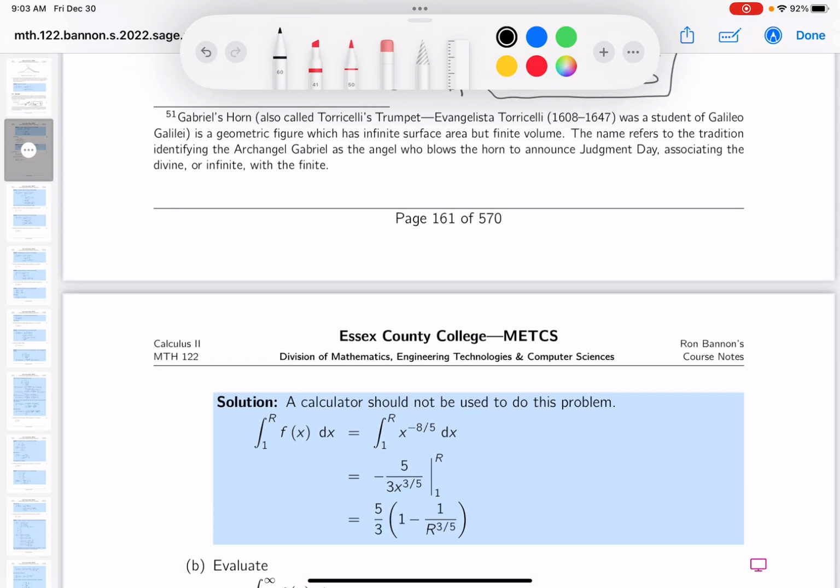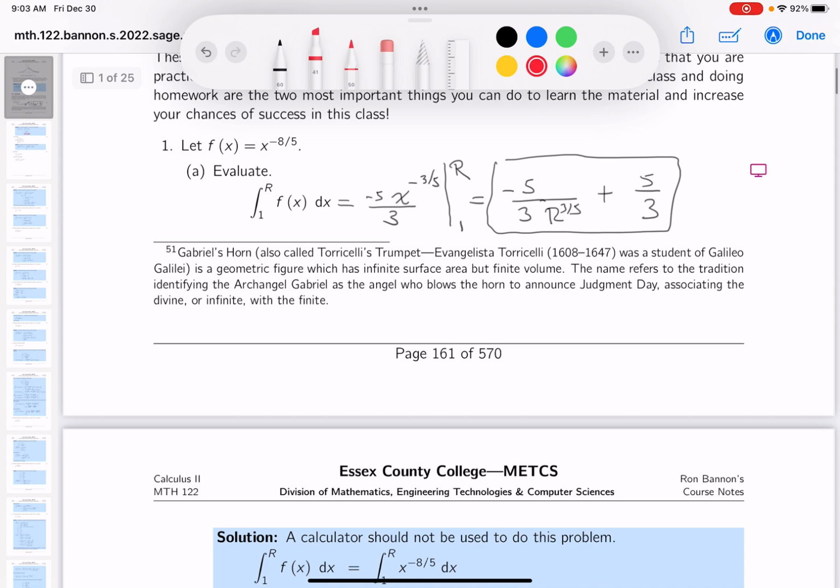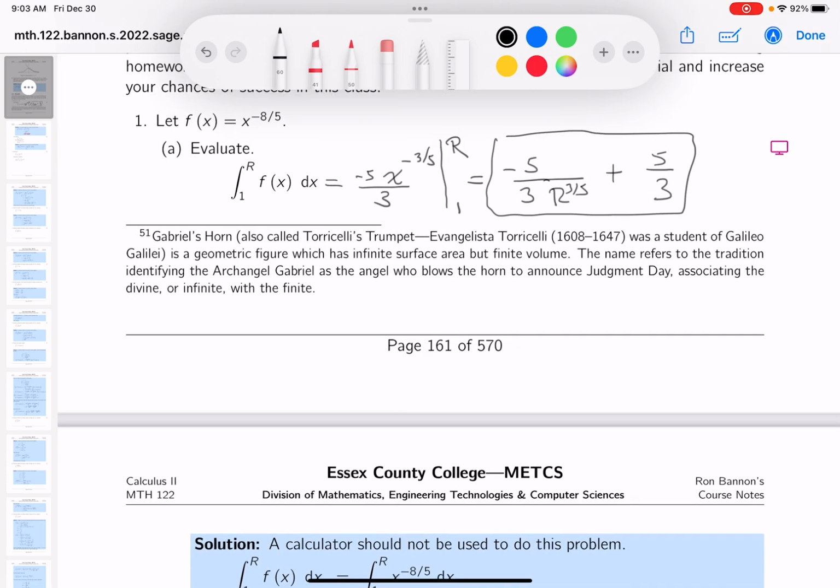Well, I noticed what they did over here. I'm not going to say it's important, but they did something. And what did they do? Let me highlight that for you. Whoops, did it again, didn't I? That's their answer. Let's look at that. All right, I want to put this down for you. And what they're doing over here, which you don't have to, by the way, but I just want to go through this: 5/3, and you would get 1 minus 1 over r to the 3/5.